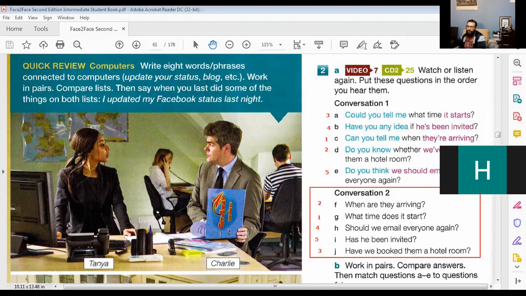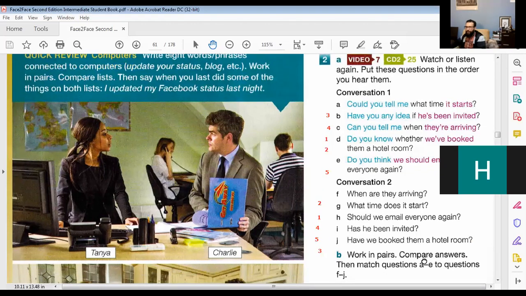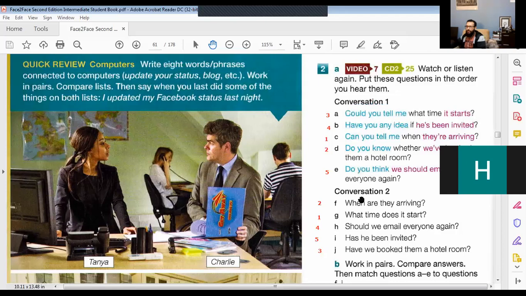Now let's move to the more important question in part B. What they want you to do is match each one with the other one from the top. So for example, could you tell me what time it starts? Can we match it to the same question in the bottom? Yes. What time does it start? That's right. So G. Let's write G. That's correct.